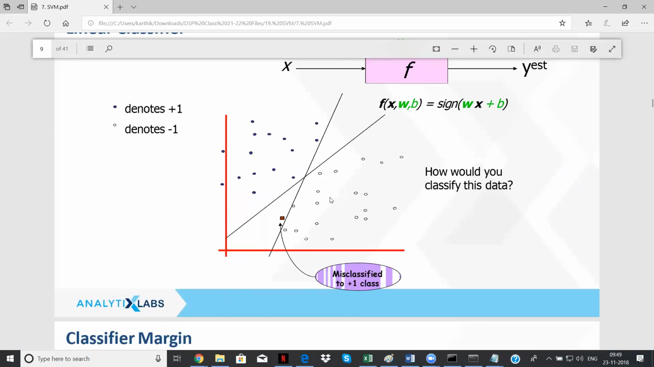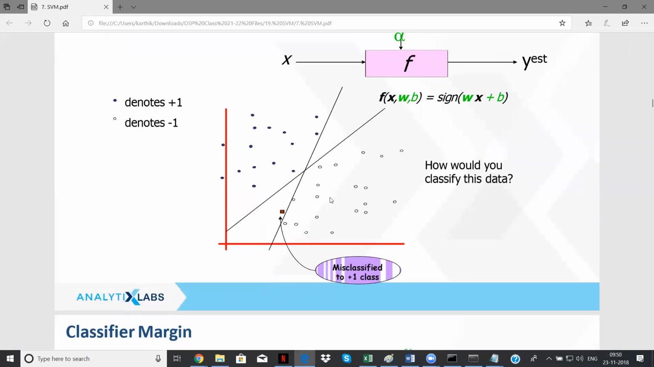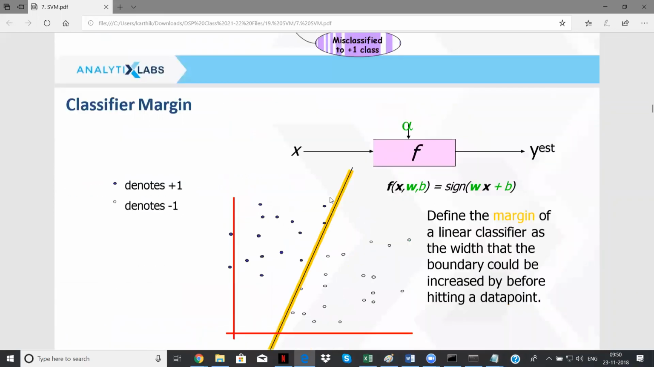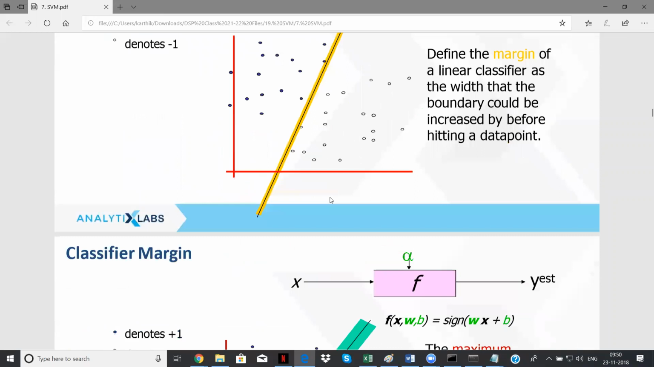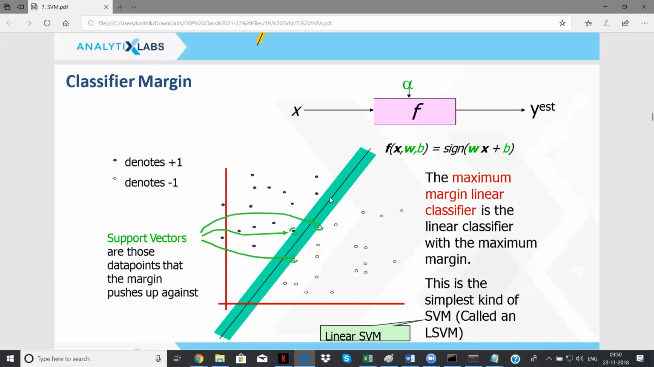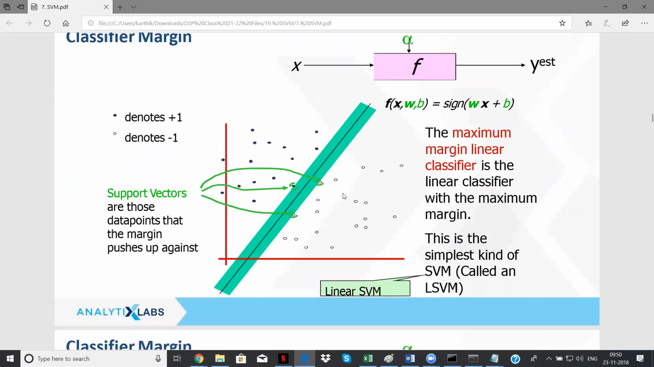Let's move to the next slide and see how the margin actually is dividing. Now look at this. First of all, if I have a very small margin, this also doesn't solve my purpose. A smaller margin is as good as having one single line. Yes, but now look at this. Should there be any data points within this zone?